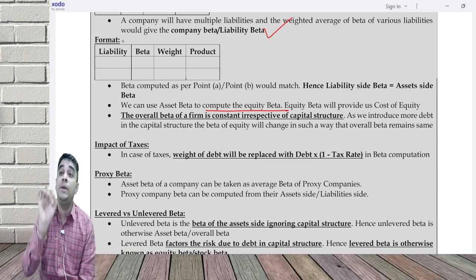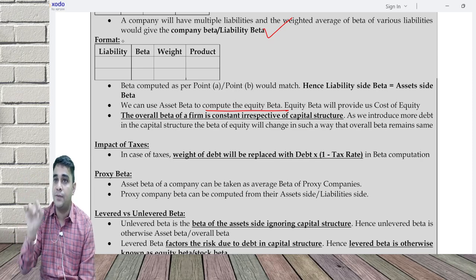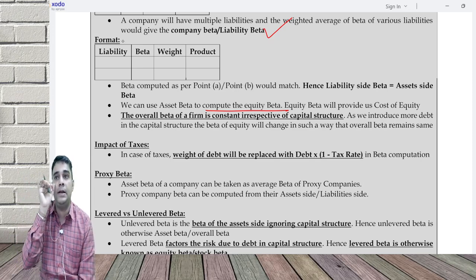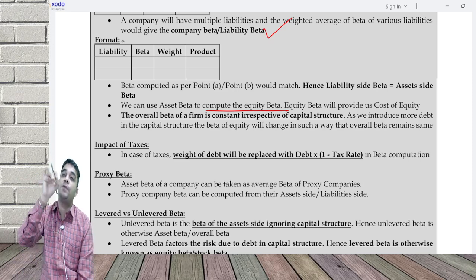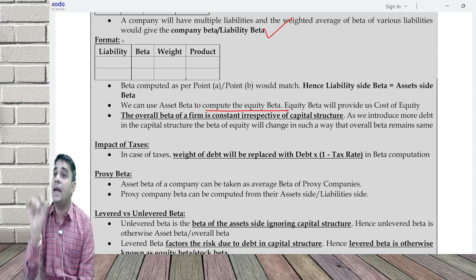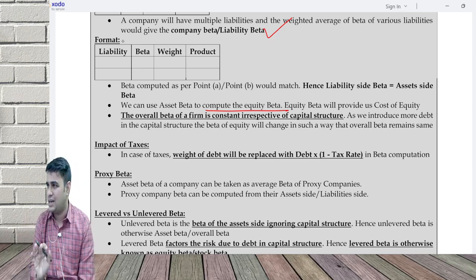Equity beta can give me KE. Every place we were doing KE is equal to RF plus beta into RM minus RF. That is using equity beta. If you give me asset beta, from asset beta I have to first get the equity beta, then calculate KE. How do we do that? Using the weighted average, you'll understand as we proceed.